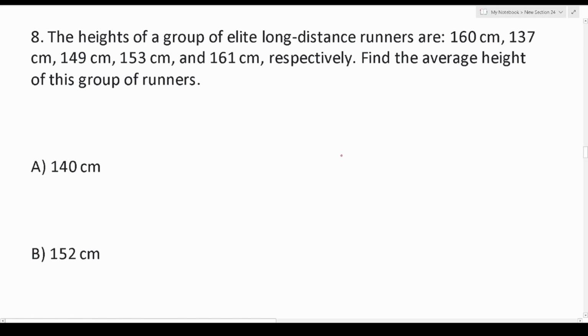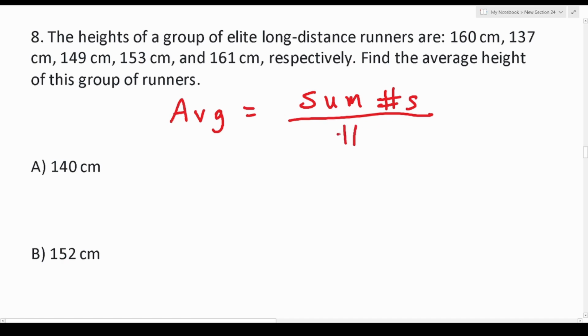All right, number 8 says the heights of a group of elite long-distance runners are 160 centimeters, 137 centimeters, 149 centimeters, 153 centimeters, 161 centimeters, respectively. Find the average height of this group of runners. So this is a pretty straightforward problem. To find the average, we're going to find the sum of the numbers. And we're going to divide that by how many numbers there are. So that's going to look like this.